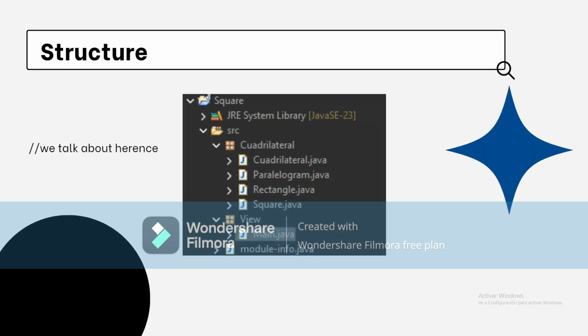Now I'm going to show you the structure of my project in Java. Here I have my project, called Square, and I opened two packages. The first package is called Quadrilateral, which is going to contain the attributes and the classes that have the quadrilateral stuff. In the second package, the view, I'm going to make the main that is going to show all the process in Quadrilateral.